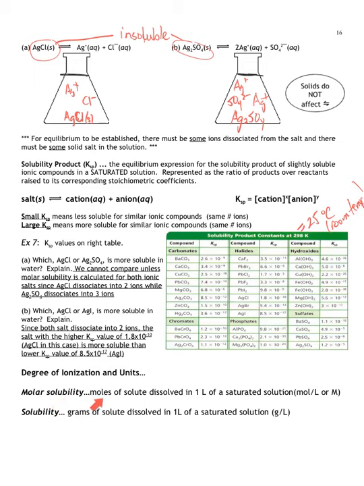Molar solubility is the moles of the solute, which is the ionic salt, dissolved in 1 liter of a saturated solution, and the units for that are molarity. Solubility is grams of solute dissolved in 1 liter of a saturated solution, so the units are grams per liter. Be aware that they're really the same thing. One is converting moles to grams, or the other, grams to moles. So you can easily maneuver between the two units, molar solubility and solubility.